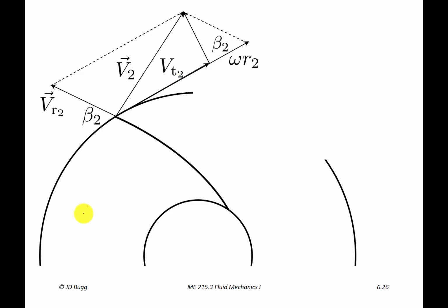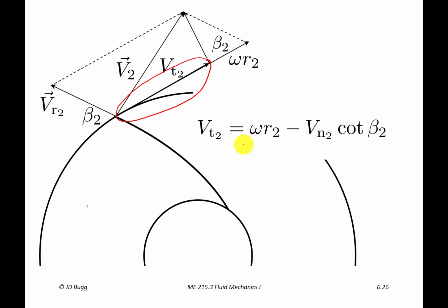The next thing to realize is that this angle is beta 2. Therefore, this angle is also beta 2. That's got to be true. So we can take this tangential velocity, it's this velocity we're looking at, and it's got to be equal to omega r2, so that's this entire distance from there to there, minus this distance from here to here. We're just saying that distance is equal to this distance minus this distance. That's what this is saying. Now, what is this distance right here? Well, that's V normal 2, this one, times cotangent beta 2. So this is V normal cotangent beta 2.